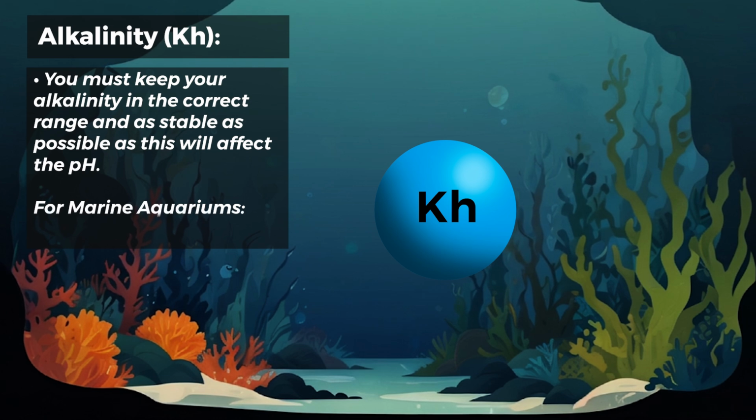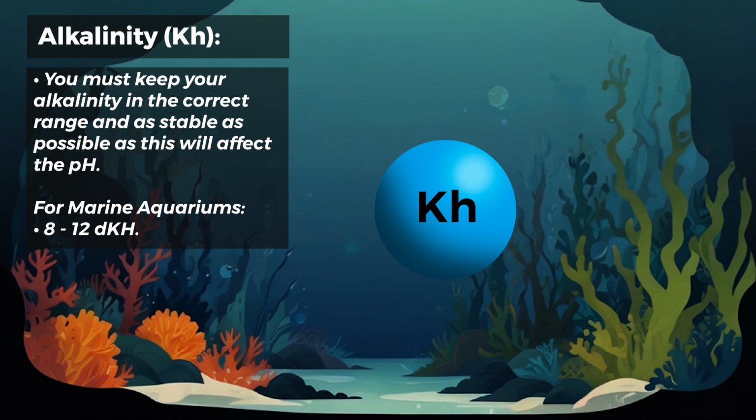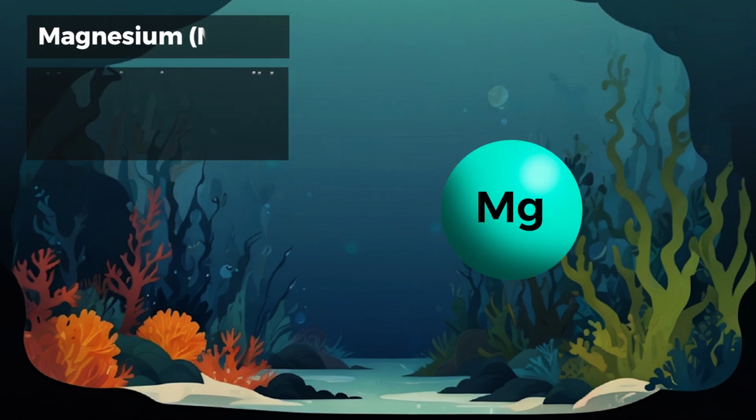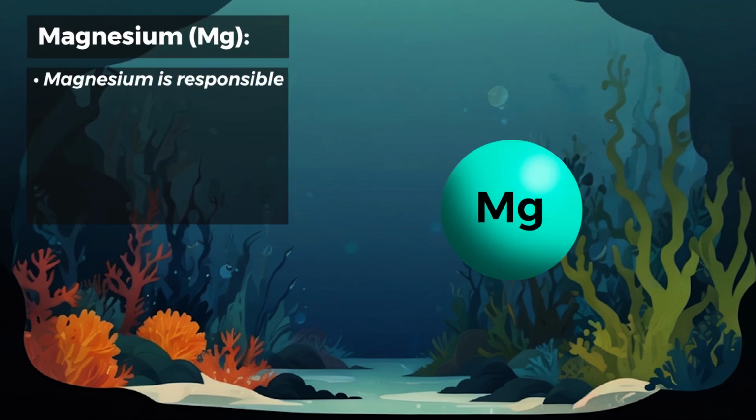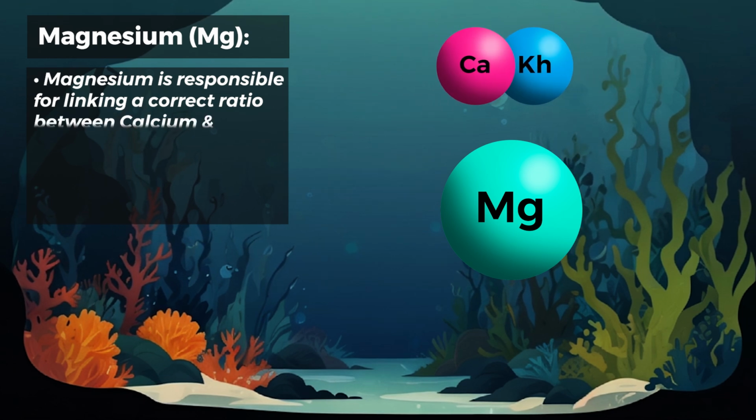To maintain a stable alkalinity, you can dose supplements weekly or preferably daily to make sure it is as stable as possible, or, like calcium, use a calcium reactor or consider dosing Kalkwasser. Magnesium is also used in forming of coral skeletons. With magnesium, however, it is responsible for linking calcium and alkalinity together at the correct ratio.